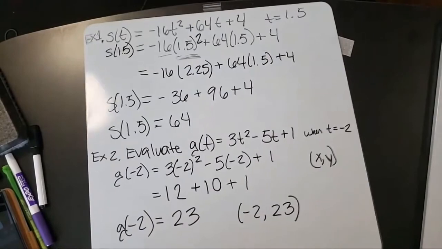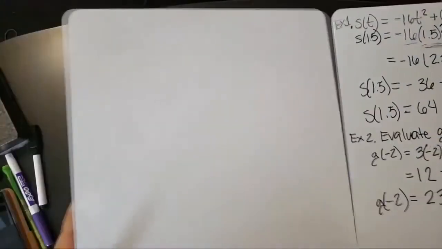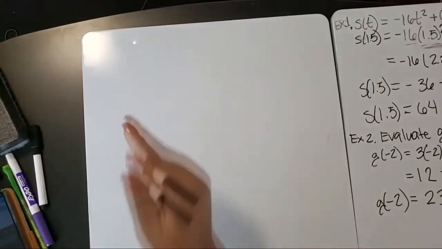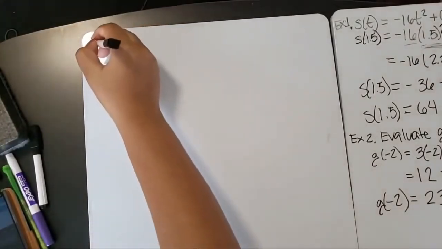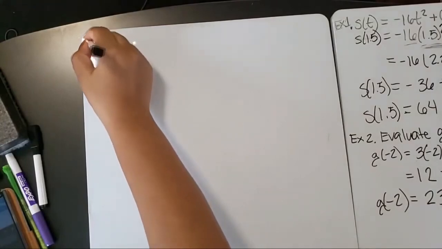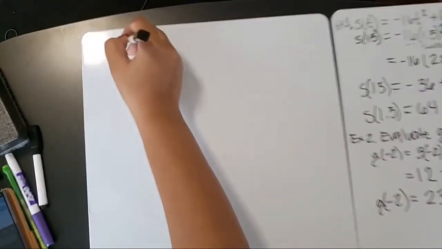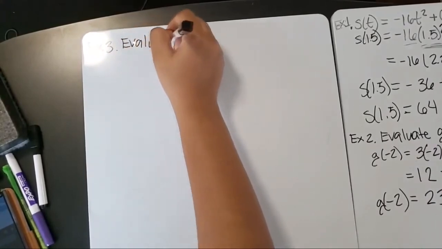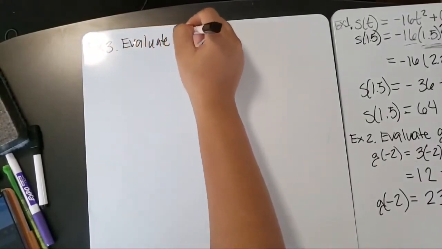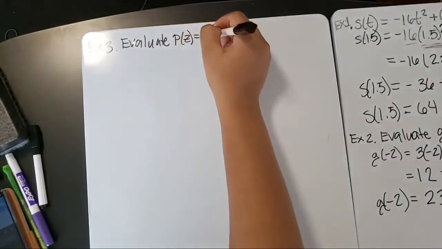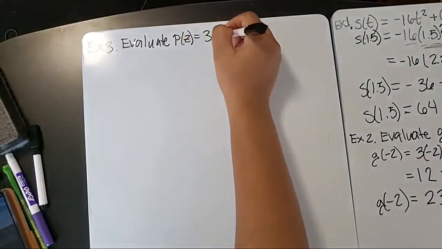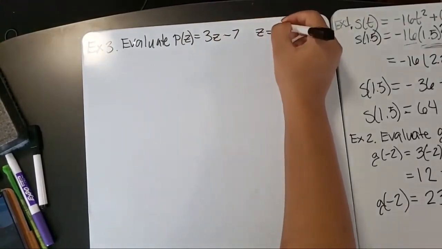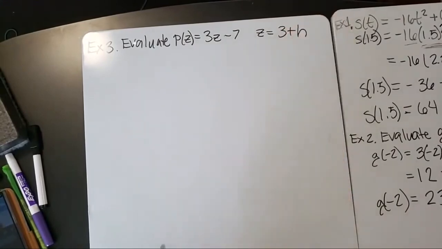So what if you're asked to evaluate with a whole other function? So let's look at that. We've got to evaluate P of Z. P of Z is 3Z minus 7, but Z equals 3 plus H.